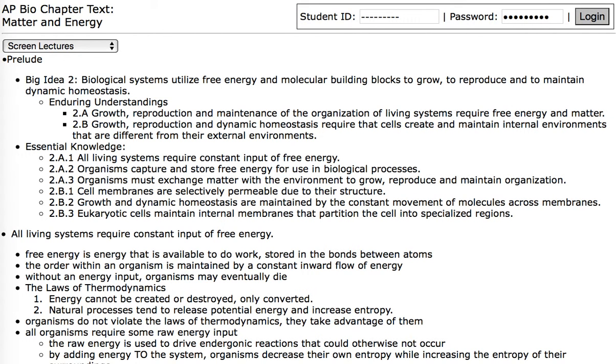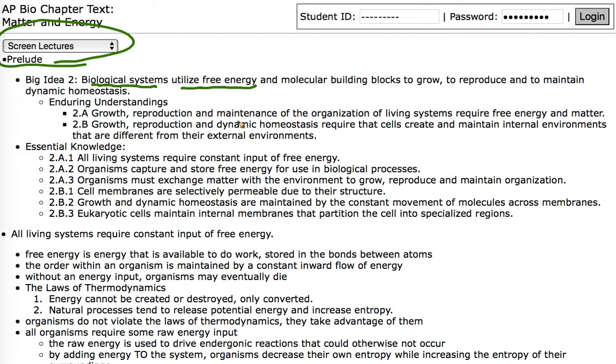So it's time to talk about free energy as an introduction to the matter and energy unit. As we get started here, we need to talk about the big ideas and the enduring understandings. As usual, you can find your screen lectures there. If you want to listen to more of these, you can always find them at the top of your chapter text.